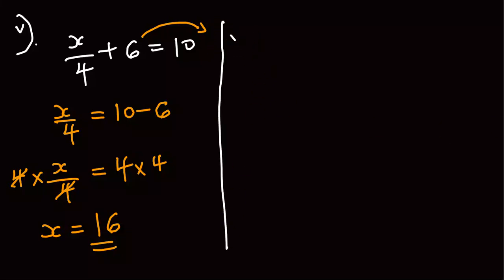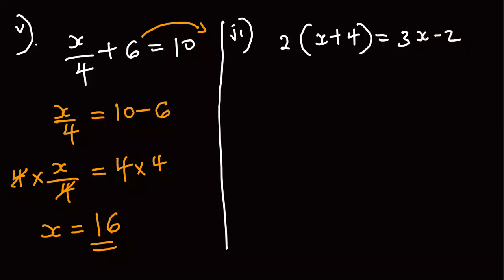Example number 6. When we have 2 into bracket x plus 4 is equals to 3x minus 2, how can we solve this question? We open the brackets. 2 times x is 2x plus 2 times 4 is 8 is equals to 3x minus 2. Then we collect the like terms together.